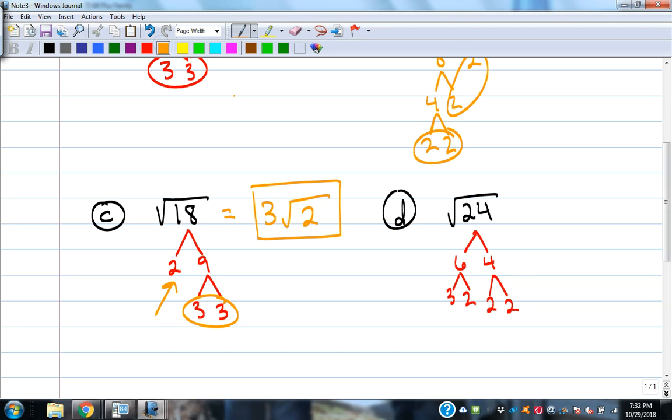I've got a pair of 2's. And then I have a 2 that doesn't have a buddy and a 3 that doesn't have a buddy. Okay? So there's 1 2 that's going to come to the outside. The 3 and the 2 that don't have buddies go back on the inside, and they multiply back together to give us 2 radical 6, or 2 square root of 6.